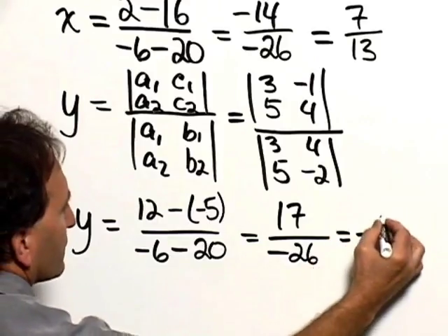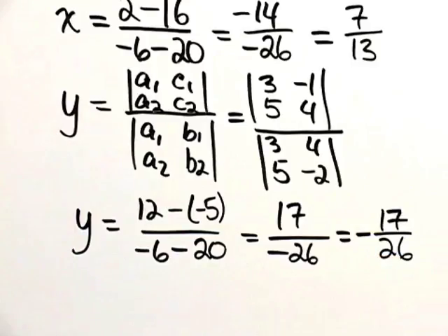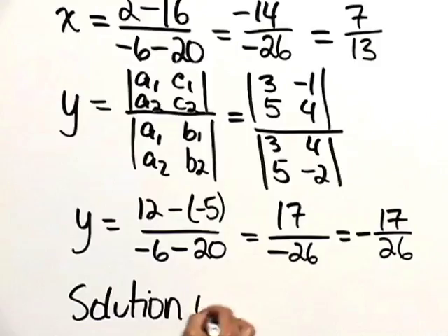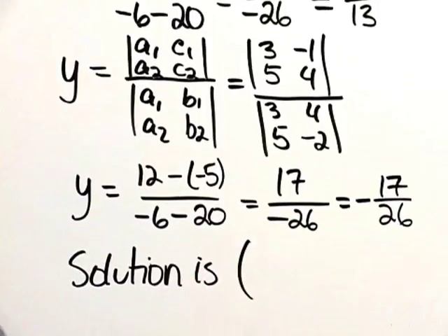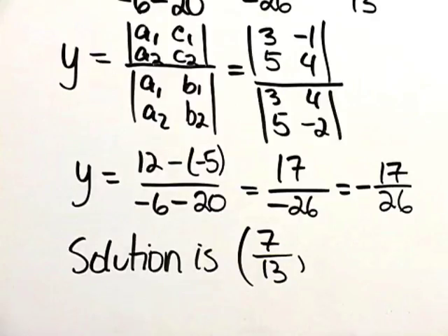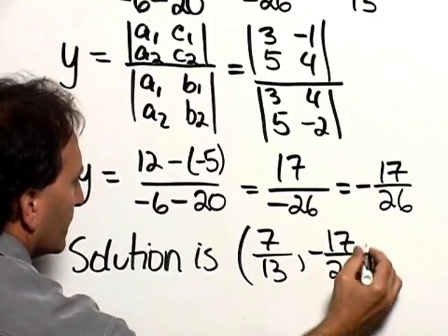That gives us a result of y, -17/26, and that means that the solution is the point x is 7/13, comma, y is -17/26.